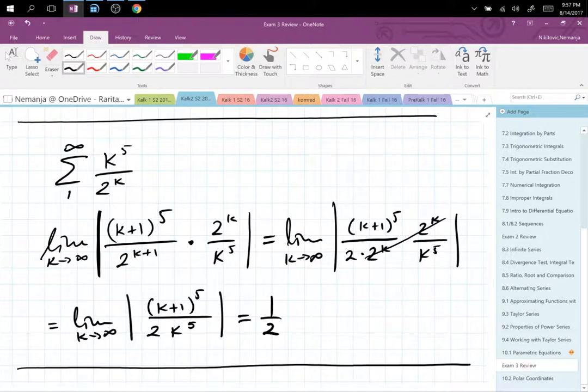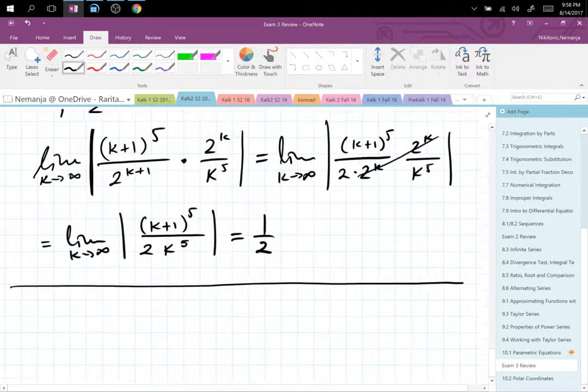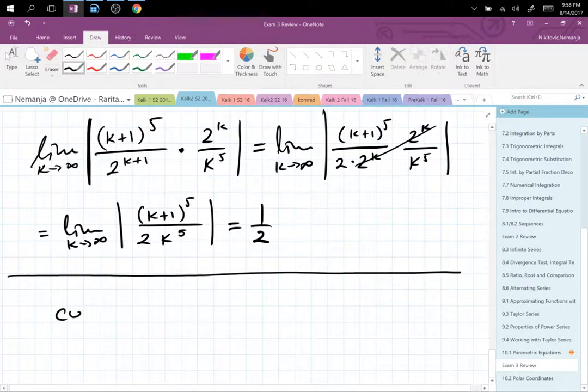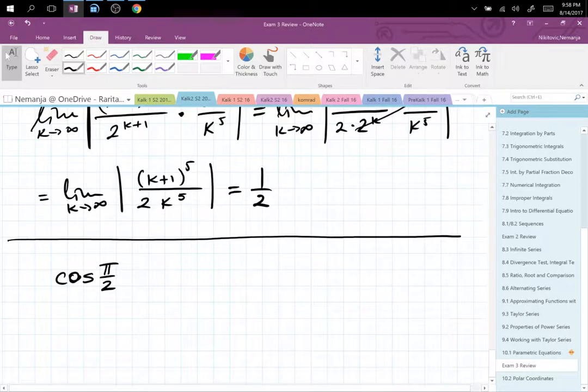Yes? What does it mean if you're given cosine of pi over 2, and then they ask you for the first 5 terms in the Taylor series? Cosine of pi over 2. Well, the way I calculate this is I know the expansion for cosine of x, and then I replace every x with pi over 2 and I compute.